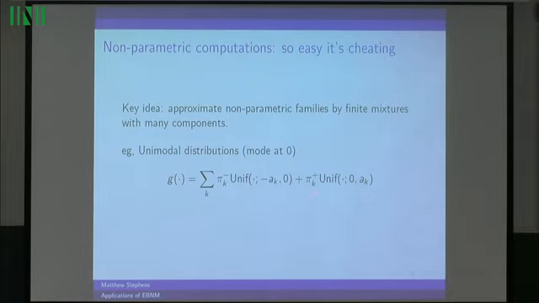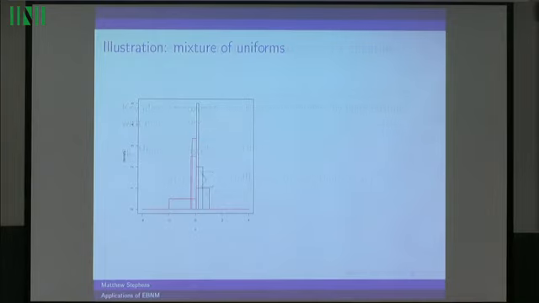Or you can approximate any unimodal distribution by a mixture of uniforms. So you can do the same idea, but assume G is a mixture of a large number of uniforms, all of which either start at 0 or end at 0. So they look something like this. The red ones end at 0, the black ones start at 0. So there's a unimodal distribution. And you can approximate any unimodal distribution arbitrarily accurately by a sufficiently large number of uniforms.